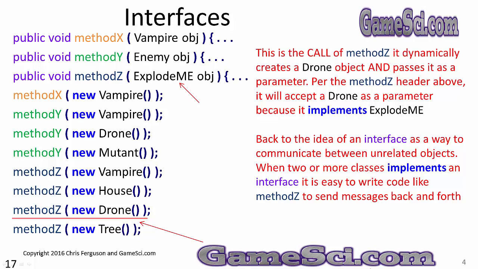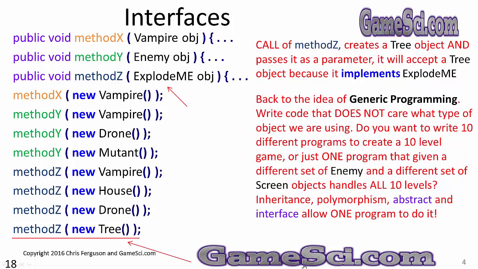Back to the idea of inheritance as a way to communicate between unrelated objects. When two or more classes implement an interface, it is easy to write code like method Z to send messages back and forth. Method Z, let's pass it a new tree object. This is a call of method Z. It creates a tree object and passes it as a parameter. And method Z will accept this tree object because it implements the ExplodeMe interface.